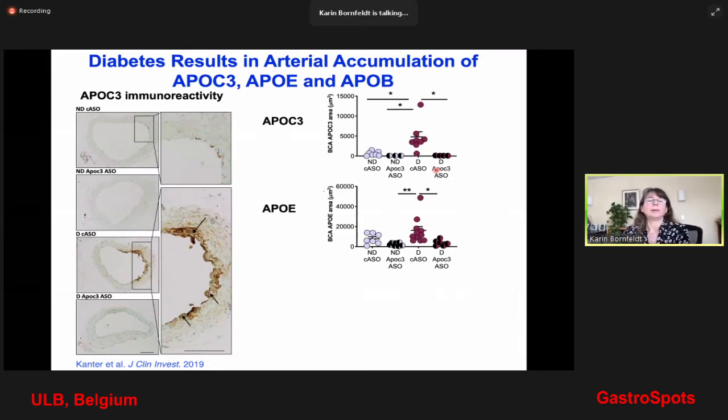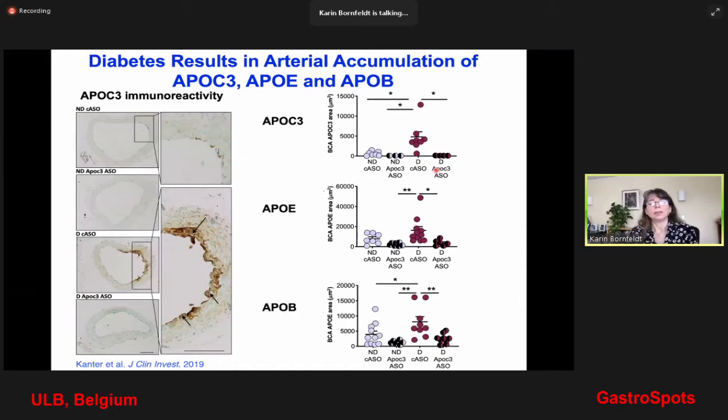The same pattern was shown for ApoE, which is also present on TRLs and RLPs, and interestingly also for ApoB. And this is despite the fact that plasma ApoB levels were not changed by diabetes or the ApoC3 antisense. So these particles probably contain ApoC3, ApoE, and ApoB, and they accumulate in the diabetic state.